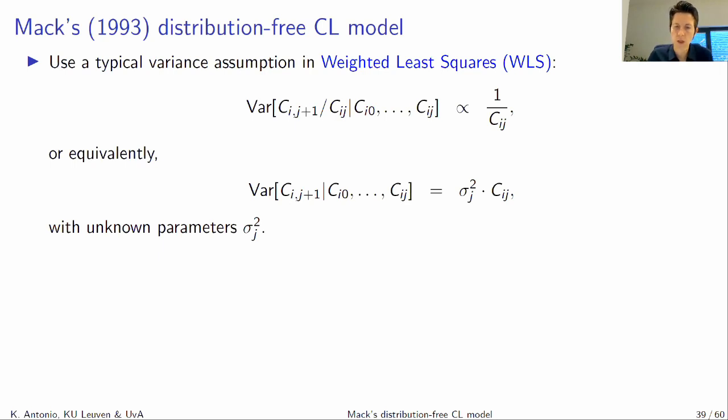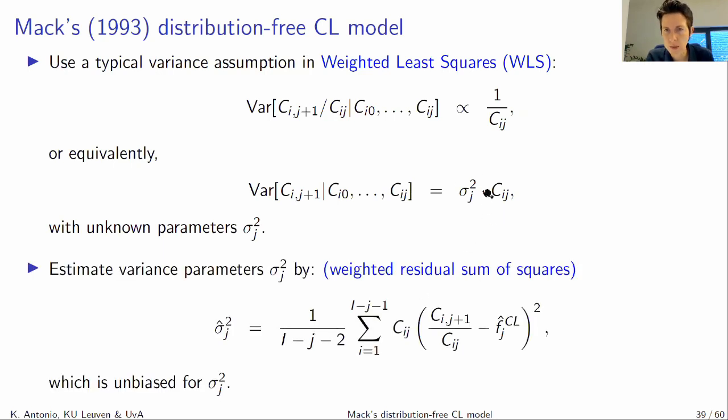So that's where this thinking is coming from. When you're working with these chain ladder development factors, you're calculating a weighted average of individual development factors. So I can make a corresponding variance assumption that says the variance of such an individual development factor is inversely proportional to the weight that comes with it. And that's a common assumption in weighted least squares thinking. So Mack says, if I translate this assumption, then there must be a constant sigma_j squared such that this relation holds true.